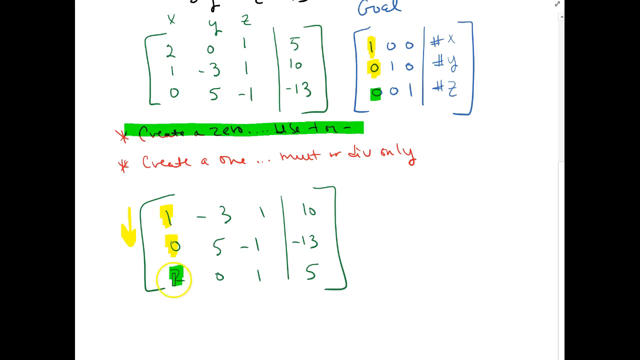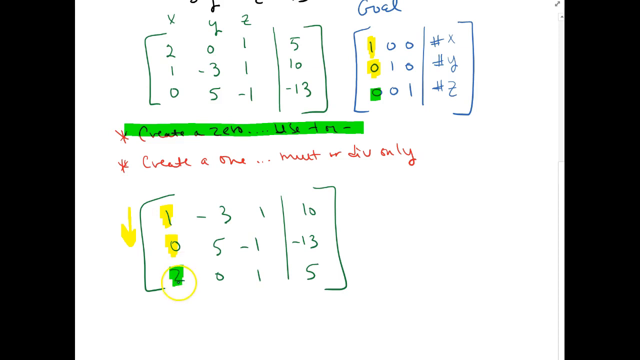It says to create a 0, I'm going to use addition or subtraction. Okay, well if I look above, if I were to add this to this, it would still be a 2, right? 2 plus 0 is 2, so that doesn't help. What if I add it to the first row? 2 plus 1, well that's a 3. So you've got to play with these a little bit and imagine that you're doing normal elimination.